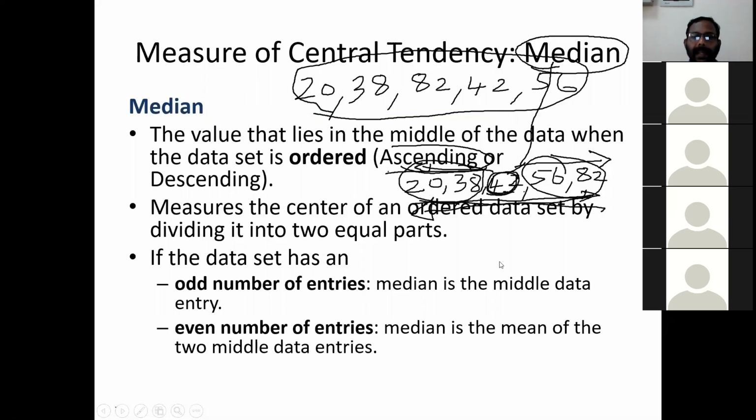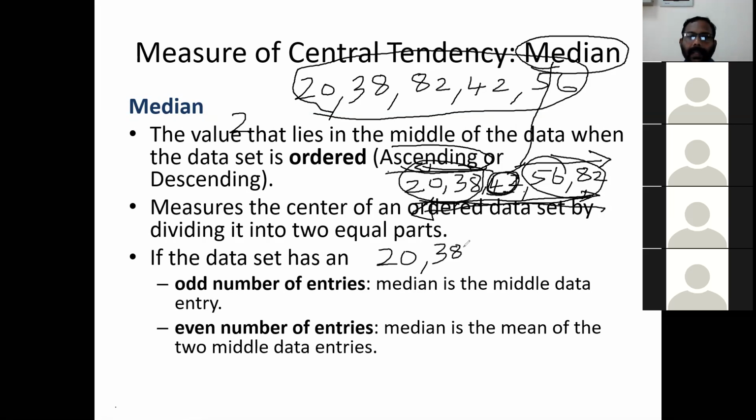It is easy. But if it is an even number, the median is the mean of the two middle data entries. For example, let's say I have 6 data points. Let's say I have 20 in addition to these 5 points. How many data points do I have now? 1, 2, 3, 4, 5, 6. Now if I divide the data into two halves, I am dividing at this point: 3 data on the left side, 3 data on the right side.